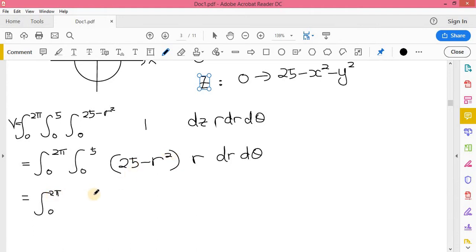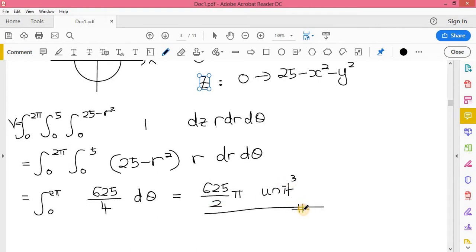The answer is 625 over 4 and d theta. When you multiply with 2, you will get 625 over 2 pi. Now, since you are calculating the volume, you have to include its unit, which is unit cube.